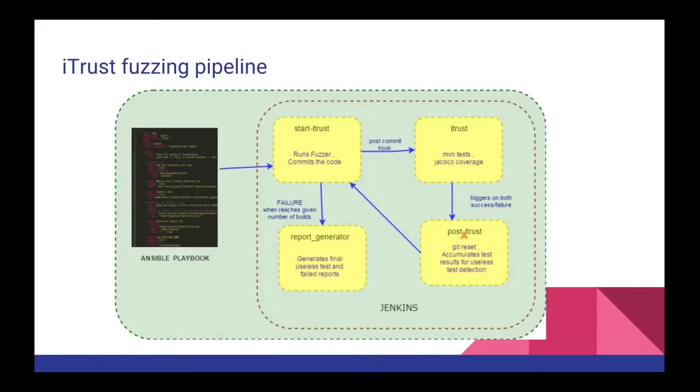The three tasks run continuously in a cycle until it reaches a failure state where the number of builds is completed. For the first task, it runs the fuzzer and commits the code. For the second task, it runs all the unit tests and reports the JaCoCo coverage. For the post-iTrust task, it does a git reset, so it sets the source code to its original, and accumulates the test results for useless test detection. The whole Jenkins server was set up using the Ansible playbook.